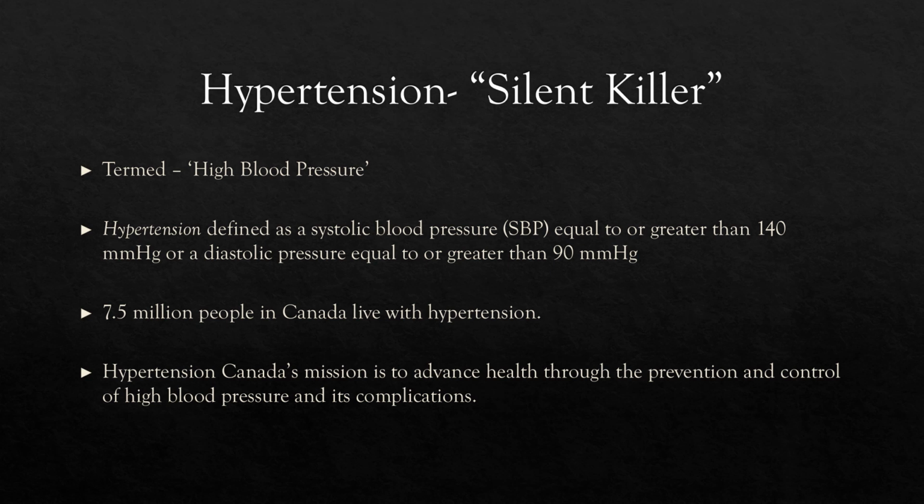So what is hypertension? According to the Lewis textbook, it's really a systolic blood pressure that is greater than 140 millimeters of mercury, or a diastolic blood pressure equal to or greater than 90 millimeters of mercury. And so there's an estimated 7.5 million people in Canada that live with hypertension. But again, it could be higher than that, as many individuals, probably many Canadians, do not go regularly to their doctor, their family doctor, their healthcare provider, or don't check their blood pressures at home, so they are not aware that their blood pressure is elevated.